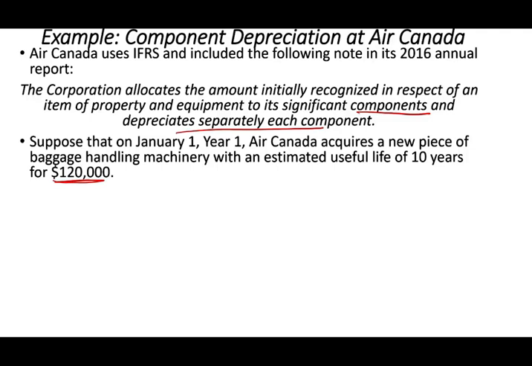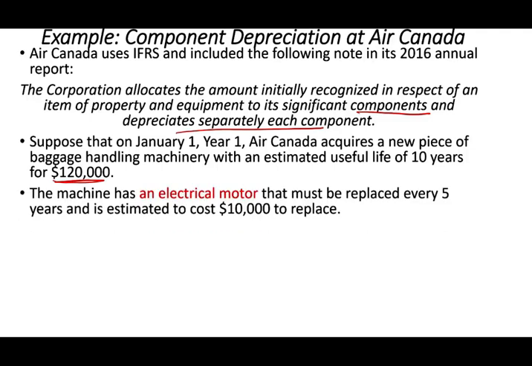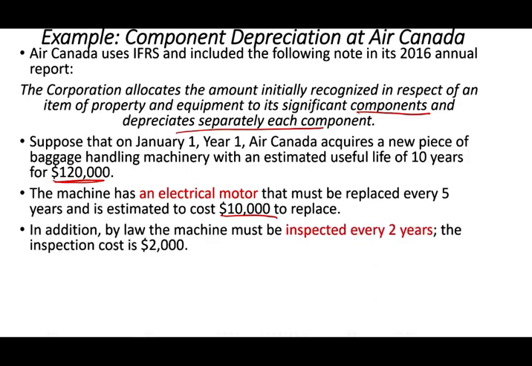Now here's how it works. They looked at the asset and found out the machine has an electrical motor that must be replaced every 5 years. They said the electrical motor is a separate component from the whole machine, and it's estimated to cost $10,000 to replace. So basically the electrical motor is worth $10,000, and it's a separate asset. In addition, by law, the machine must be inspected every 2 years. The inspection cost is $2,000. Under IFRS, inspection cost, if it's mandated, is considered a part of the asset.